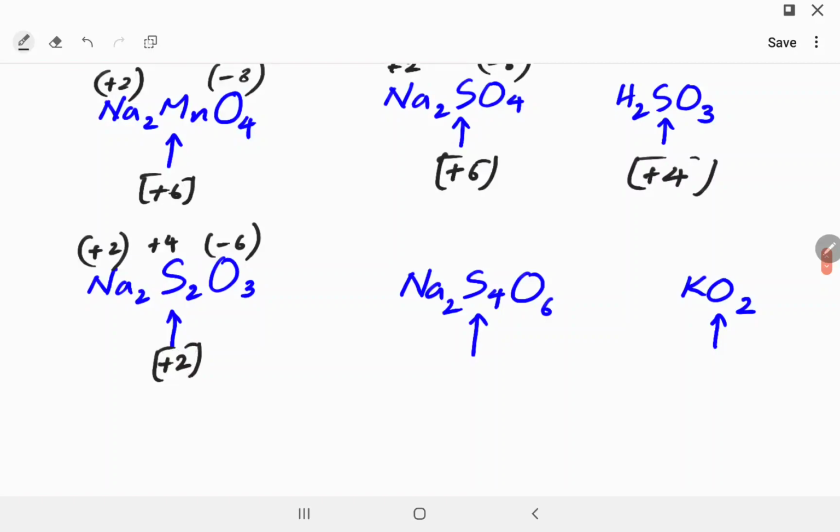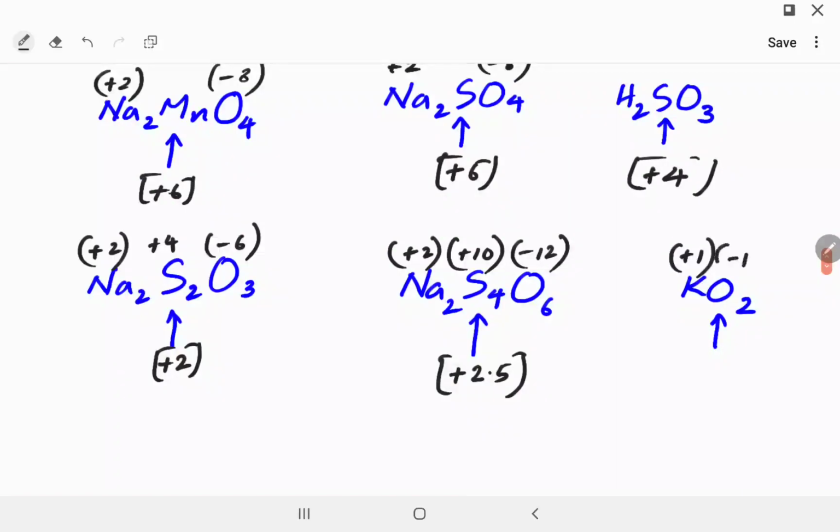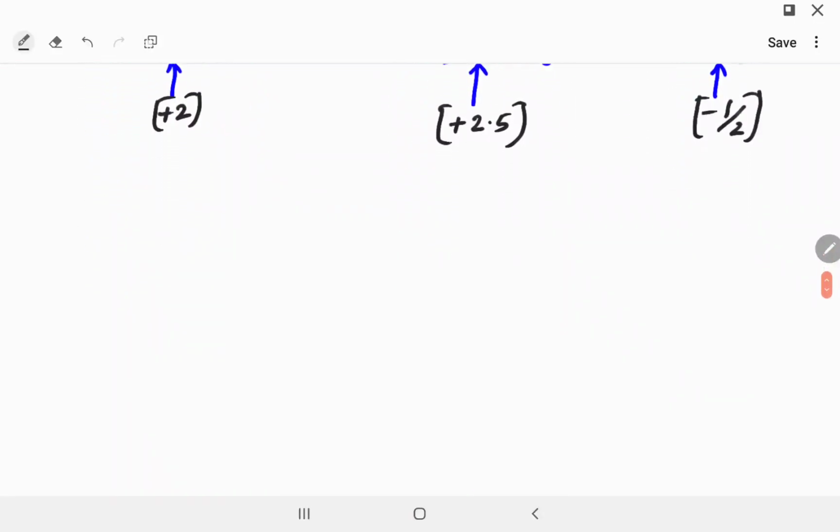In here, you have 6 oxygens, that is -12. 2 sodiums +2. So the 4 sulfurs should be what? +10. Things are good, but then you have to divide it by 4 to get the oxidation number of each sulfur. So it will be equal to +2.5. And in here, the potassium oxidation number is +1, so the two oxygens should be what? -1. So the oxidation number of one oxygen is -1/2. Now I think you can handle it.